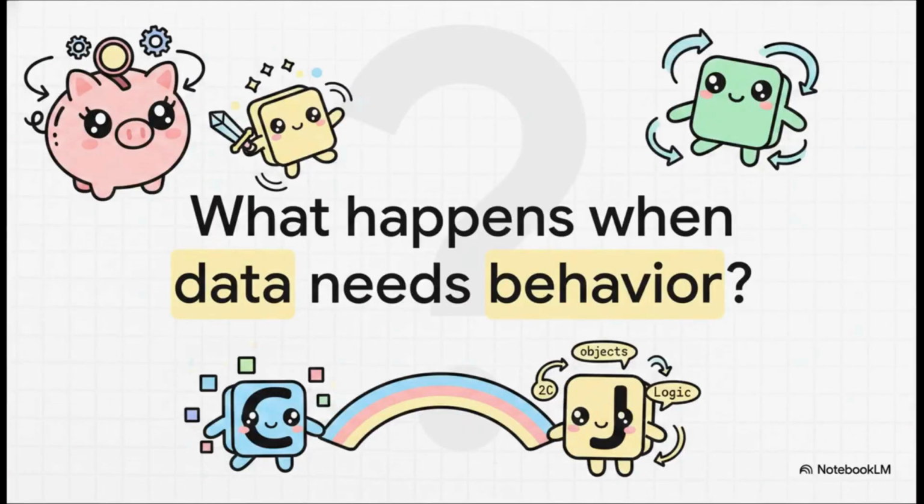Now, this brings up a really fascinating question. What happens when our data actually needs built-in behavior? What if we're modeling something complex, like, say, a bank account or a video game character, where we really want the data and the logic to live tightly bound together? This perfectly bridges us away from the raw, passive memory of C and straight into the dynamic, object-oriented world.